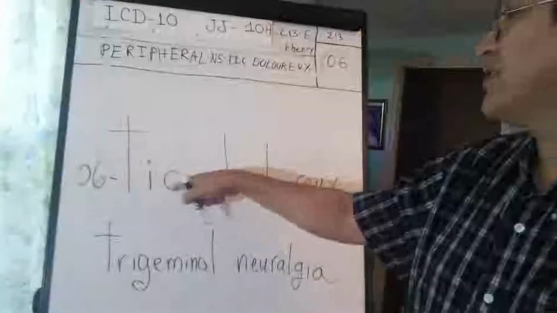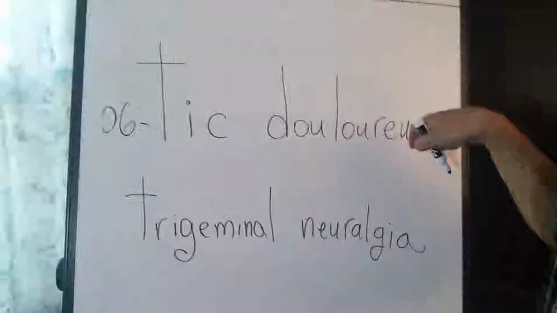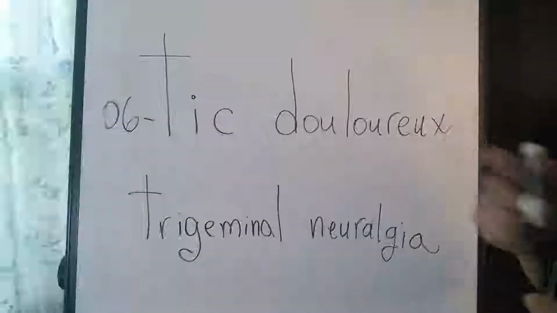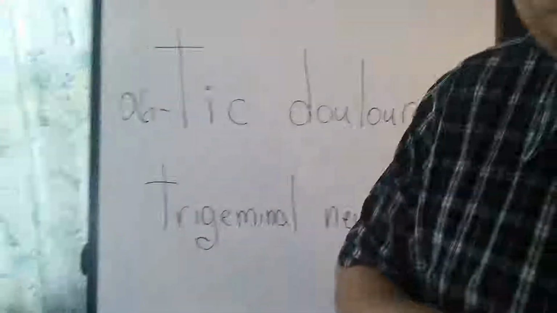The problem is just tic douloureux. That's the whole definition of the problem. If you want to see it here in the book, it's right here. Number 6 is tic douloureux. So now this is just a condition. There are no extra words, it's just defining what the condition is.